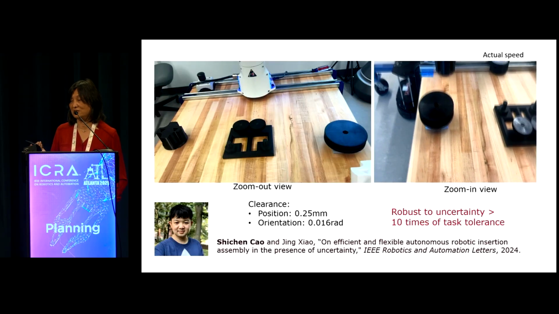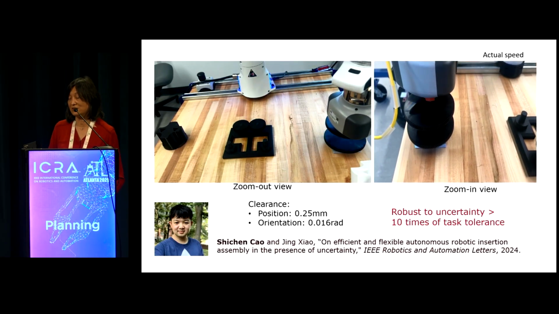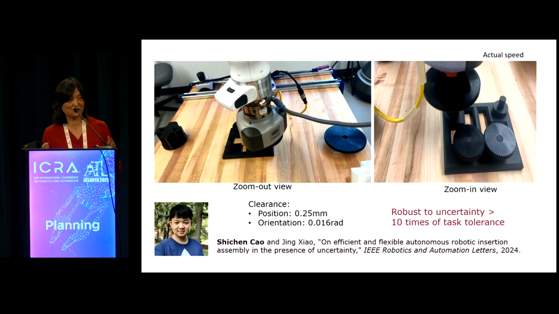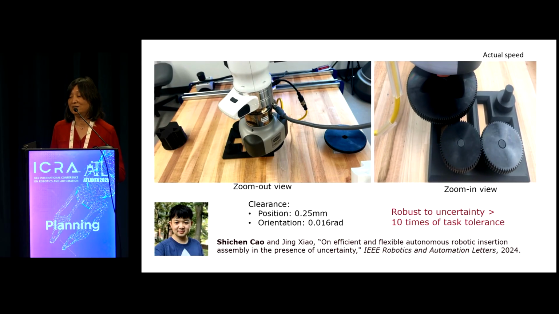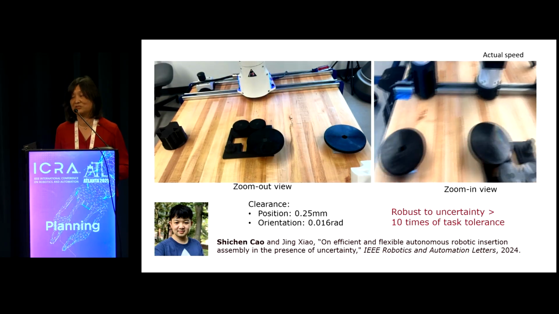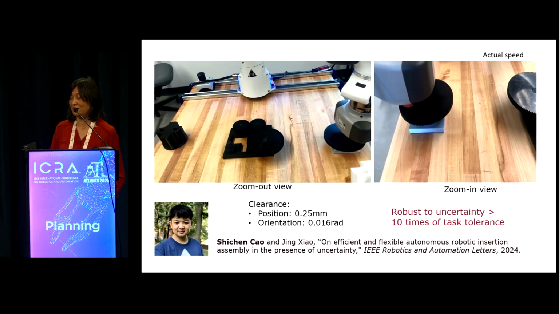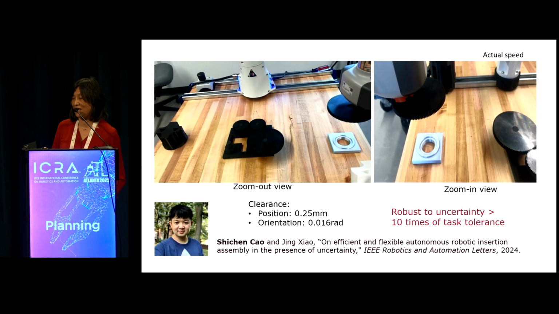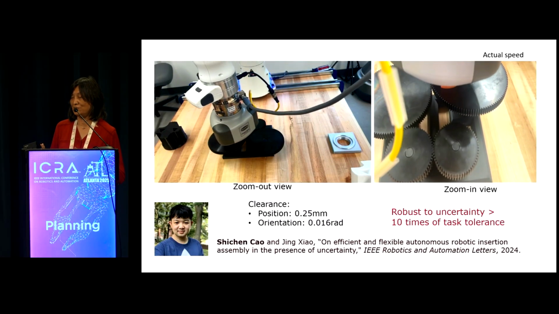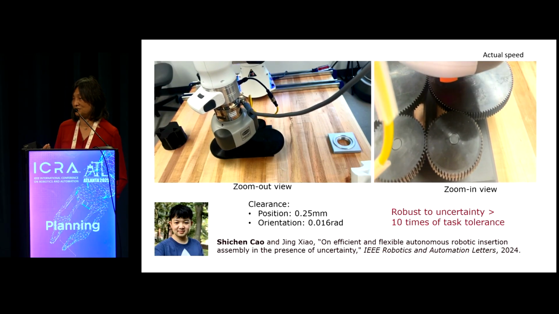And this combination allows us to do rather complex assembly, such as in this case, a gear set assembly. The geometry is pretty complicated with all these teeth, and the clearance is pretty small, but our approach can be robust to uncertainty 10 times the task tolerance. And you can see multiple contact situations happen, and other parts may even move, and we need to make sure the gear meshes very well. This is all actual speed, so it's very efficient in this case.